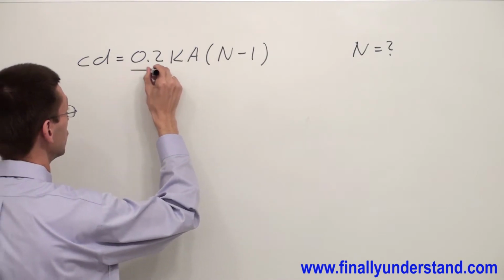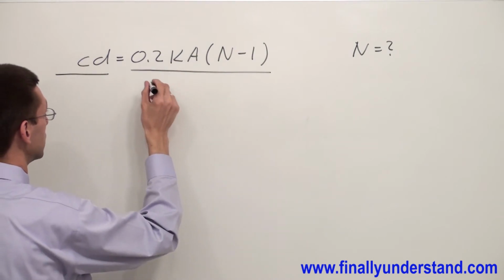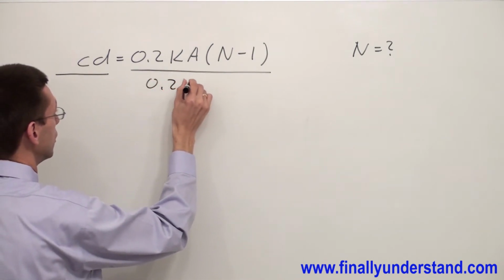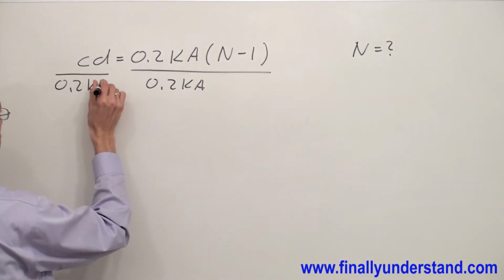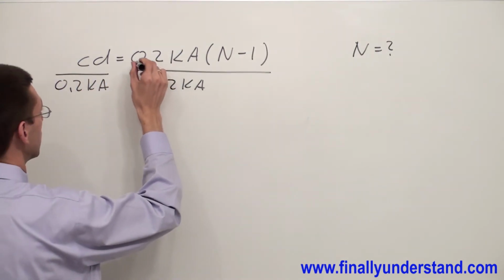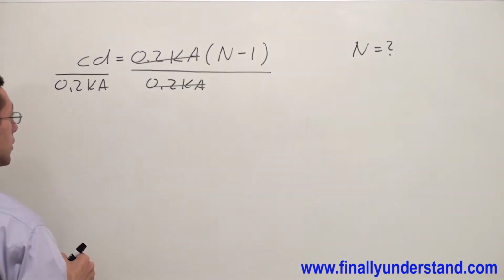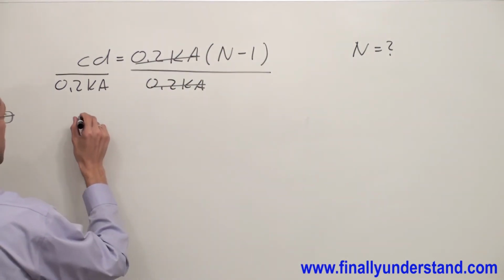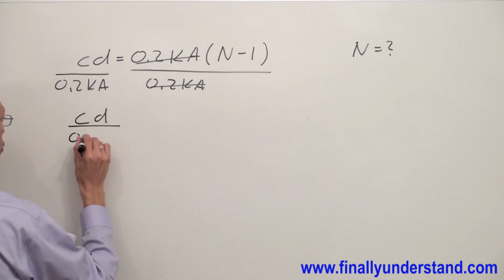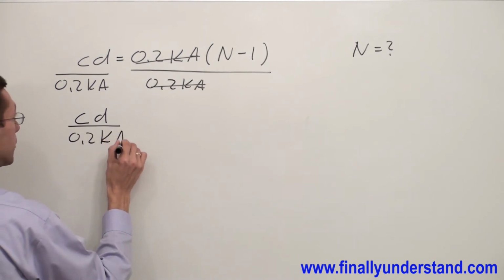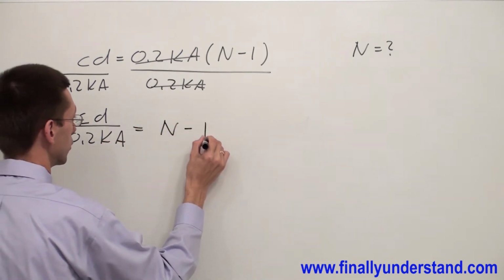What I'm going to do, I'm going to divide both sides of the equation by whatever is multiplied to the parentheses. I have 0.2 Ka. Take a look what will happen. This term and this one are going to cancel out. So I'm going to have CD over 0.2 Ka equals n minus 1.